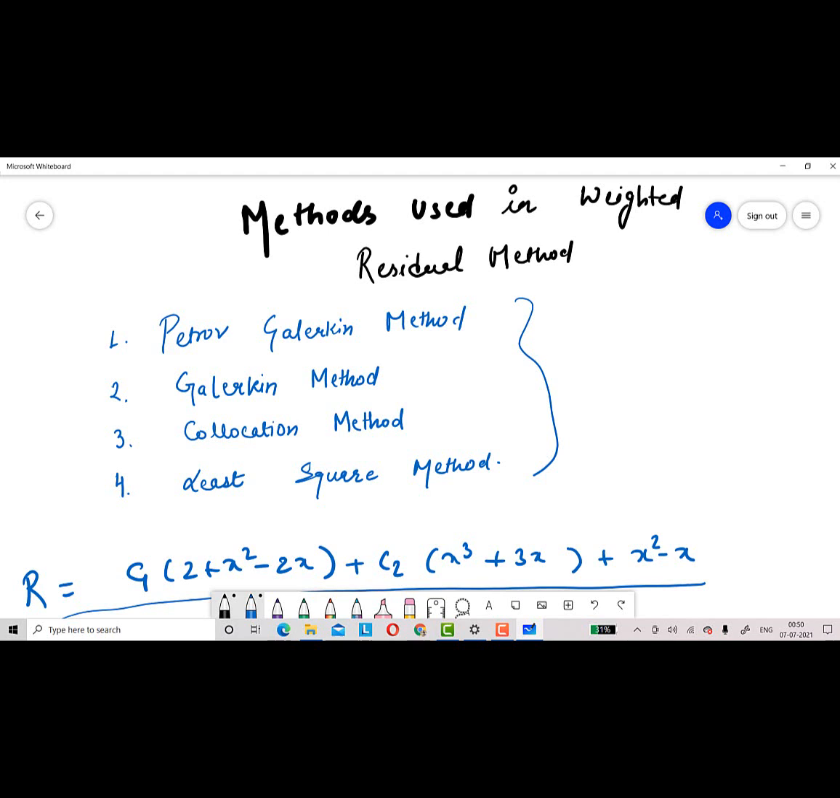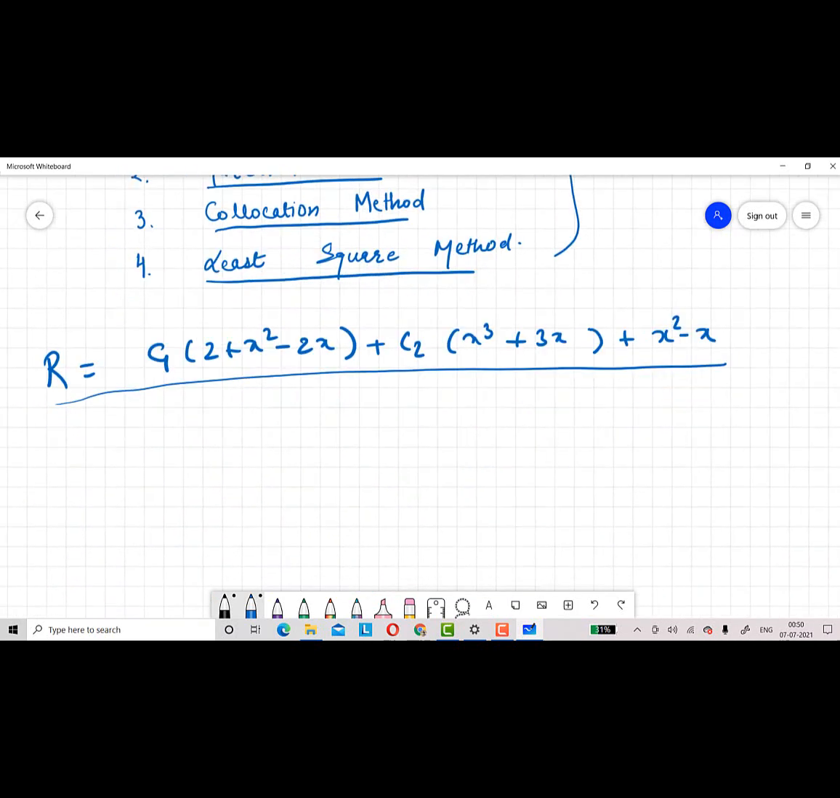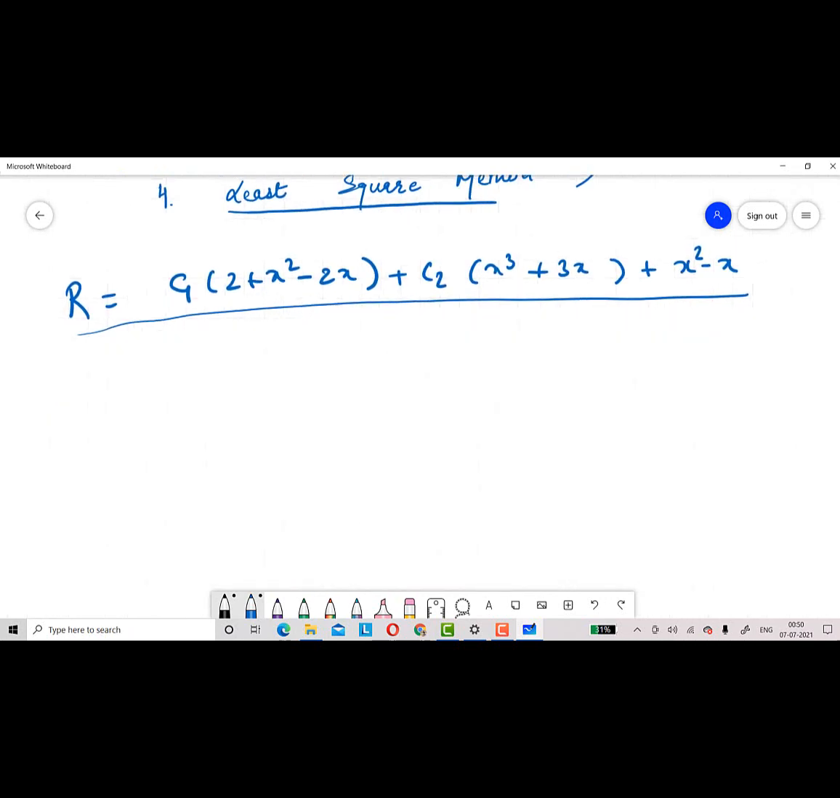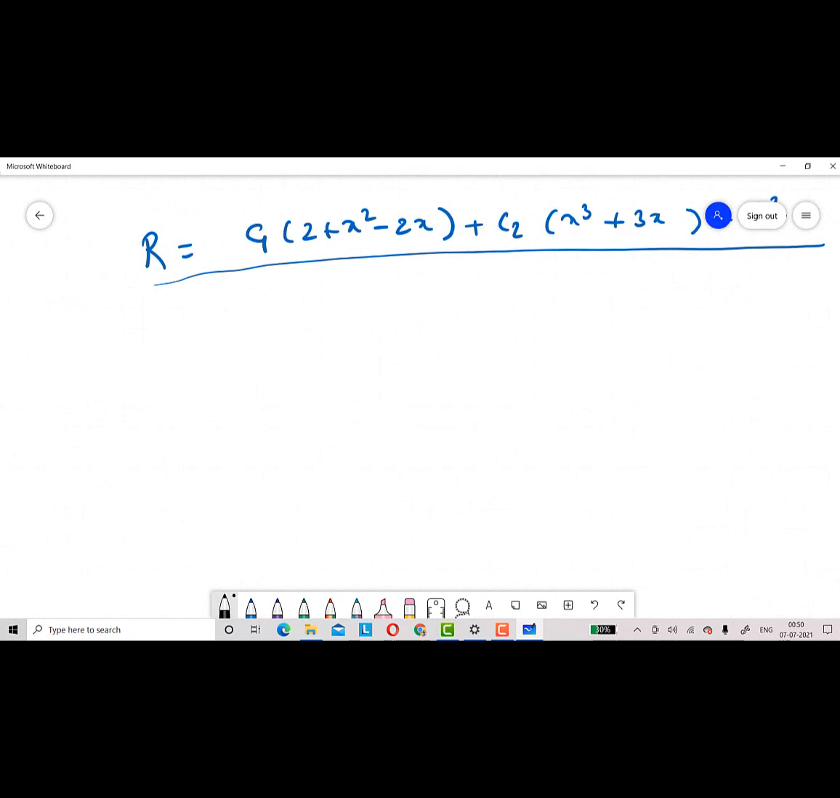The first method is Petrov-Galerkin method, the second method is Galerkin method, the third one is collocation method, and the fourth one is the least square method. Today in this lecture we will see these methods one by one. If you want to see how we calculated this residue, then go to my previous lecture and you will get it. First of all, we will start with the Petrov-Galerkin method.